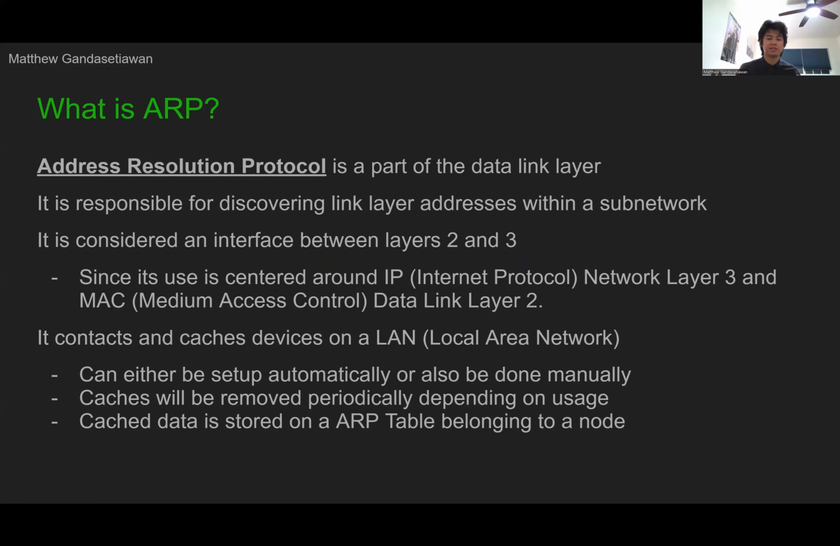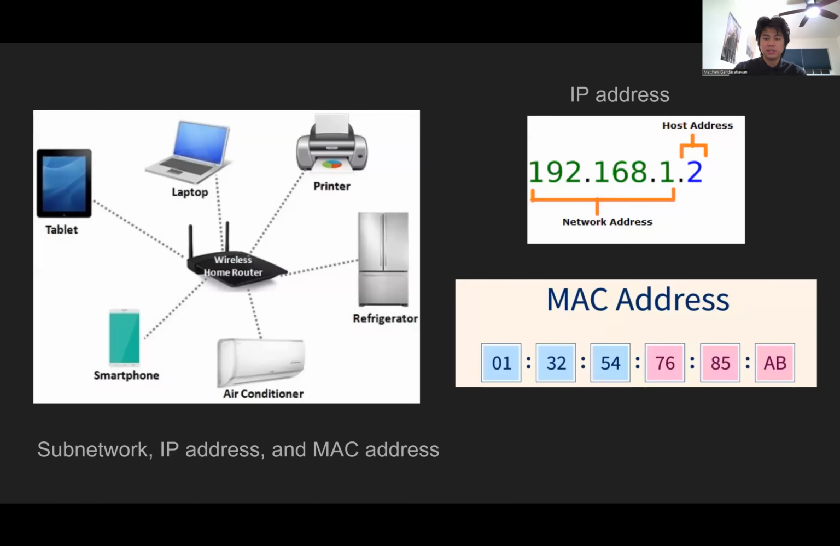It contacts and caches devices on a local area network. It can either be set up automatically or done manually. Caches will be removed after a periodic amount of time, depending on usage, and cache data is also stored in an ARP table belonging to a node. And then we can see here that we have this subnetwork, which has various devices connected to it. And we have the IP address and the MAC addresses. All these devices have each of these.